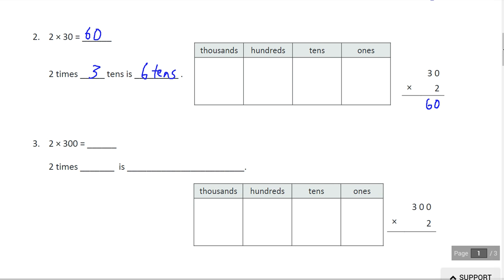So let's go 2 times 3 tens. There's 1 ten, 2 tens, 3 tens. And there's 1 ten, 2 tens, 3 tens. All together, what do we have? We have 6 tens or 60. You get the pattern here. Do the next one on your own. Hit play when you're ready.